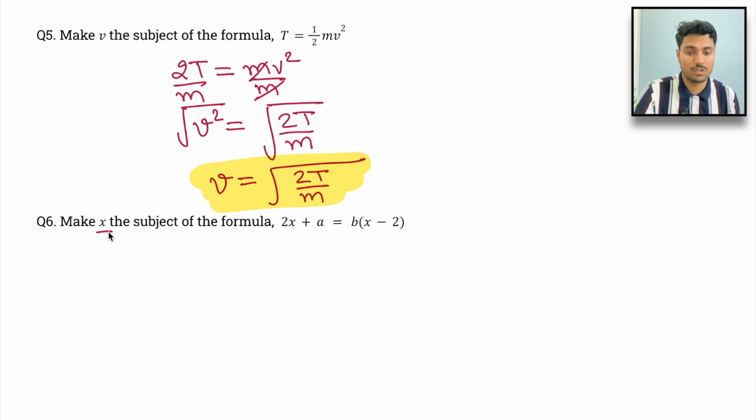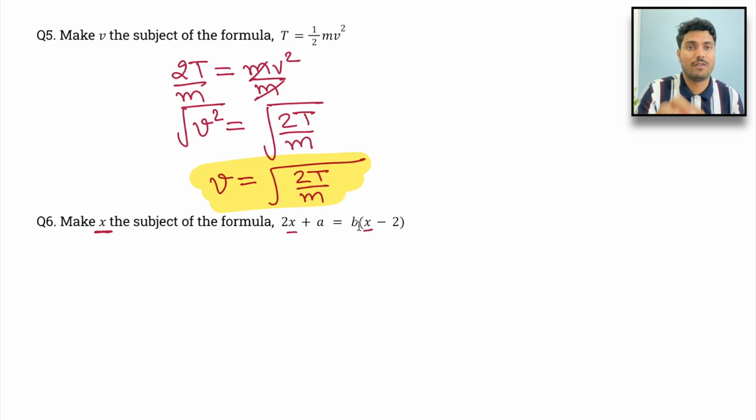Let's check the next question, question number 6. Now this is a long equation, but it's still linear. We have 2x plus a is equal to b times x minus 2, and we have to make x the subject of the equation. Now this is different from all the previous questions that we just solved. We can clearly see there are 2 x's in this equation. So what do we do now? Which x do we have to make the subject, this or the other one?